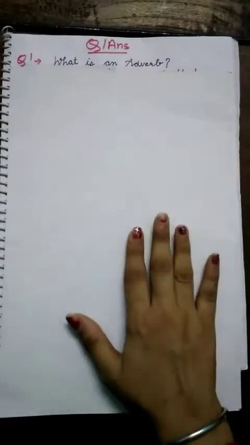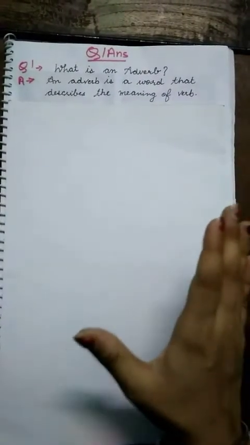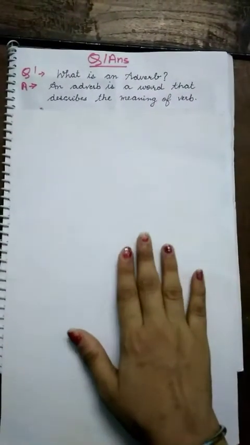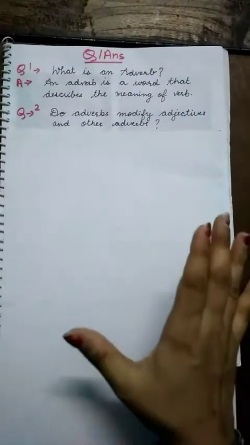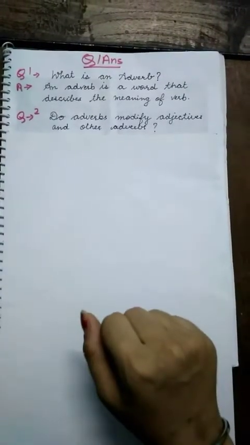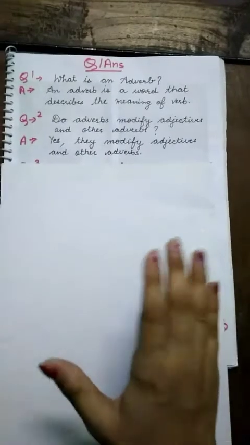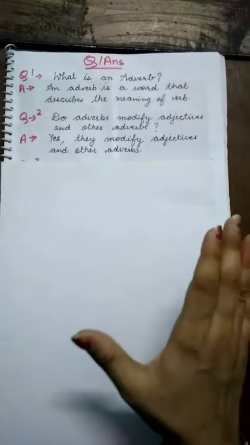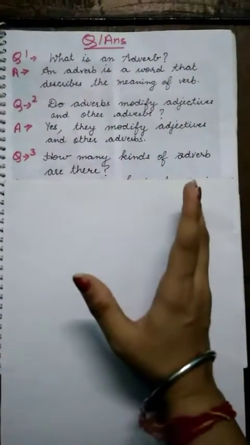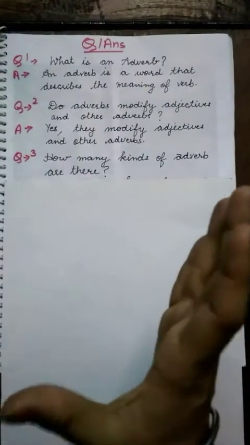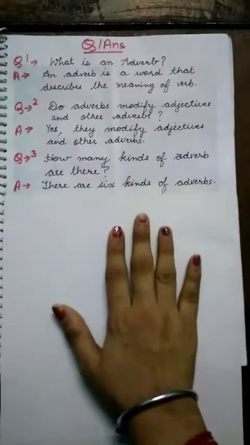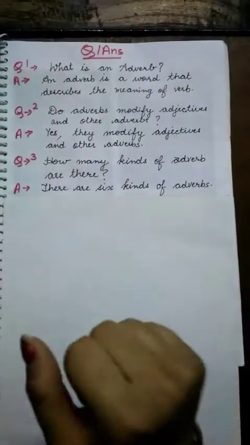Now before moving forward, let's discuss a few questions related to adverbs. My question number 1 is, what is an adverb? Very good. An adverb is a word that describes the meaning of a verb. Now let's move to question number 2. Do adverbs modify adjectives and other adverbs? Very good. Yes, they modify adjectives and other adverbs. Now let's move to question number 3. How many kinds of adverbs are there? Very good. There are 6 kinds of adverbs.